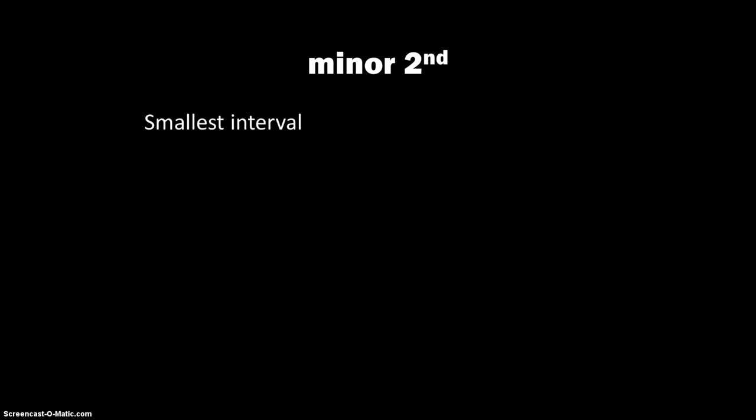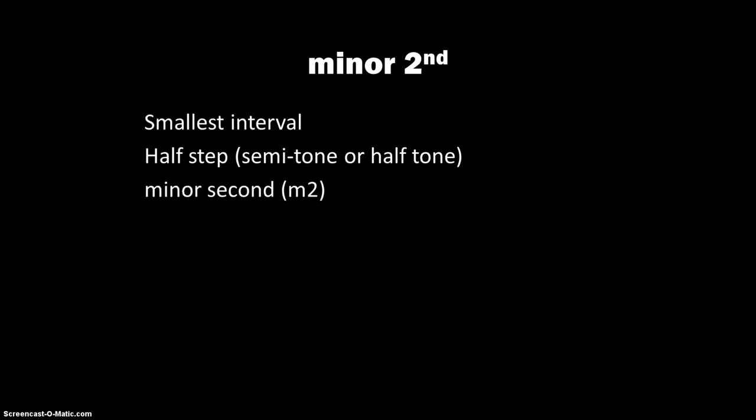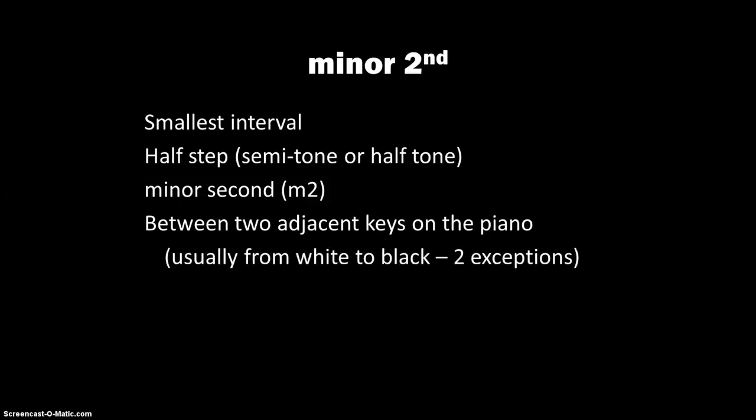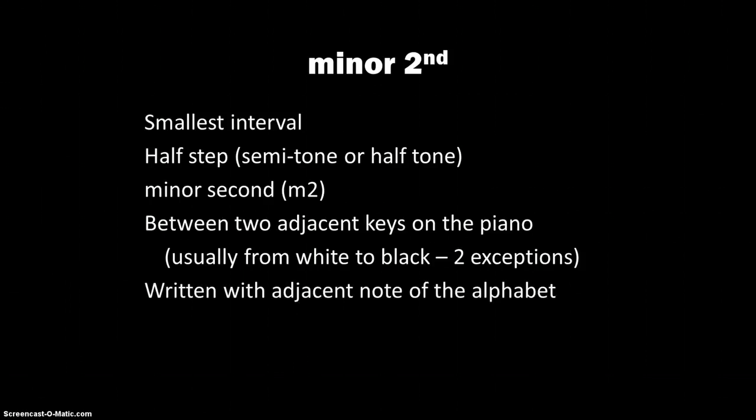Moving up from there, we've got the smallest interval we have in Western music. It's called the minor second. Some other terms that we have for it is half step, and a few less common terms are semitone or half tone. A half step is a minor second, and it's between any 2 adjacent keys on the piano. Most often that's from a white key to a black key, or a black key to a white key. There are 2 exceptions on the piano keyboard where it's from a white key to a white key, and we'll look at that in just a moment.